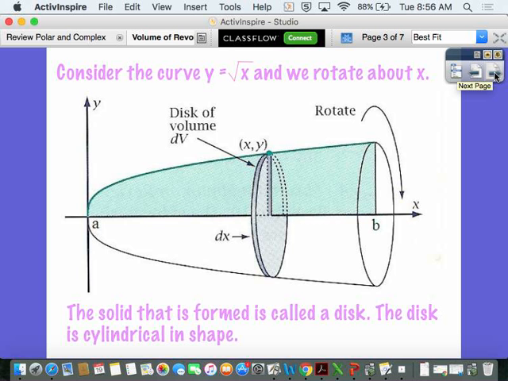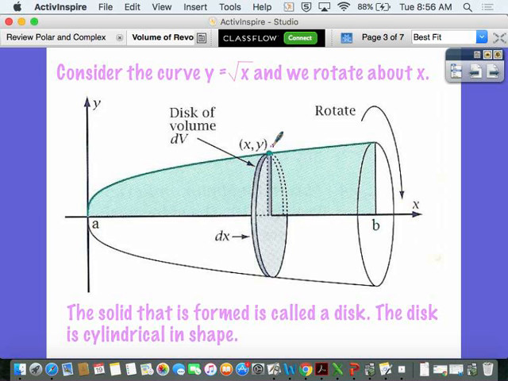So say you have the curve of y equals the square root of x. That's this curve right here. And we want to rotate it about the x-axis. So we're going to take it and rotate it around and around and around. Can you guys visualize this happening? It's not flipping, it's literally going here and then rotating all the way back around and around.